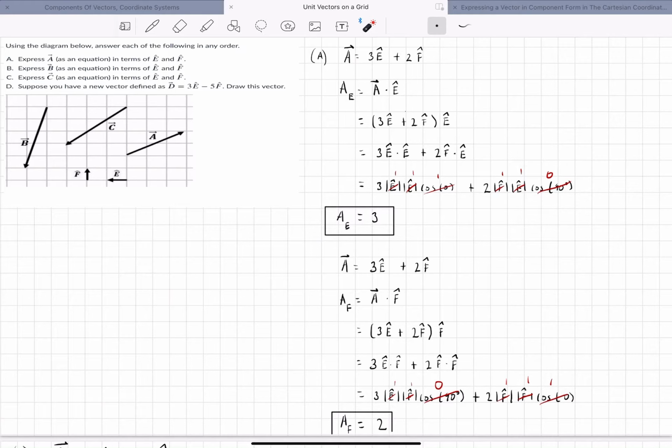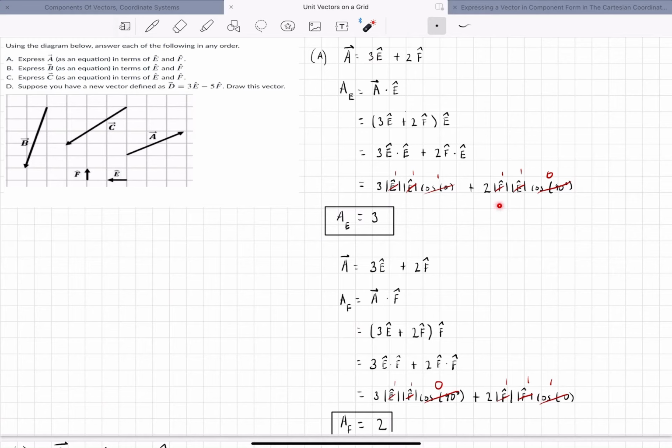which would equal 3 times the magnitude of E hat squared times the cosine of 0 degrees, because there's no angle between E hat and E hat, plus 2 times the magnitude of F hat and E hat times the cosine of 90 degrees, because you can see F hat is pointing up, E hat is pointing to the left, which would form a 90-degree angle.